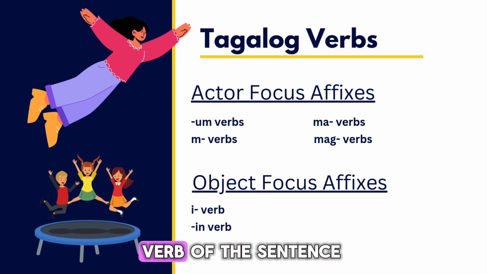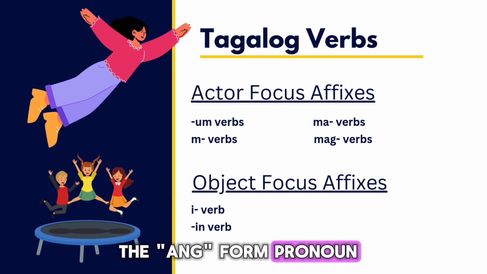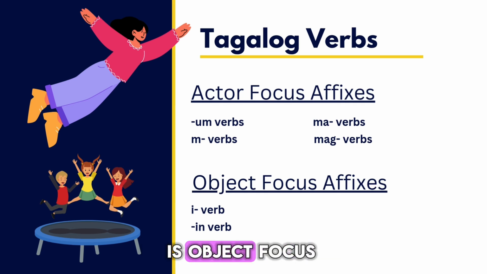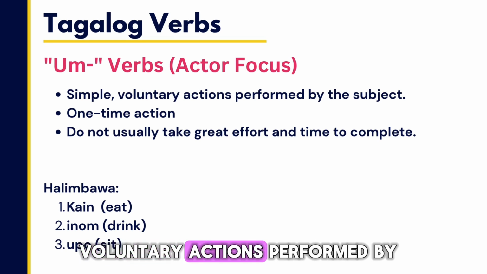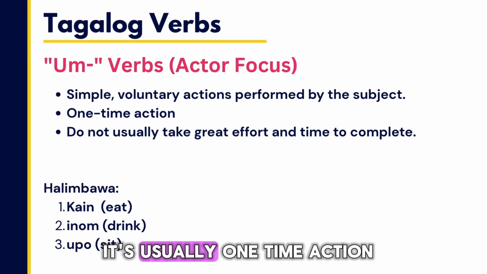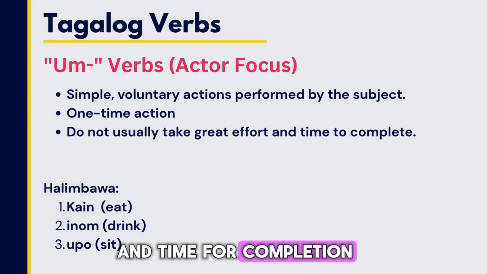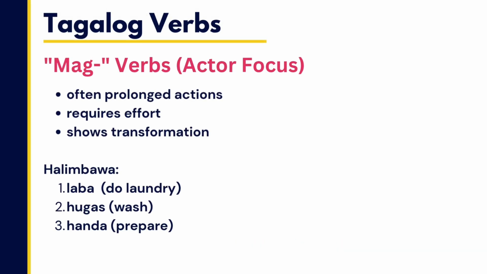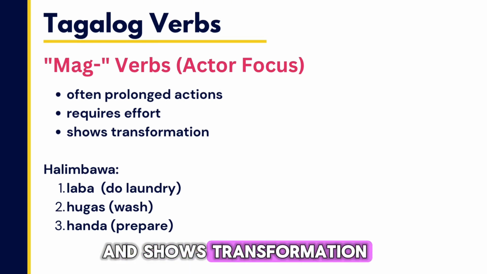Now remember, if the verb of the sentence is actor focus, you should use the ang form pronoun. If the sentence is object focus, the doer of the sentence should take the second column, like the noun form. So, um verbs, when are we going to use them? This is any simple activity, voluntary actions performed by the subject. It's usually a one time action and doesn't usually take great effort and time for completion. Unlike mag verbs, which are usually prolonged actions, require effort and show transformation.